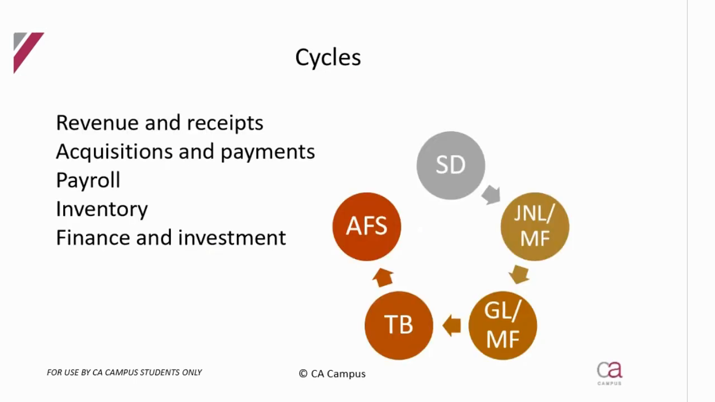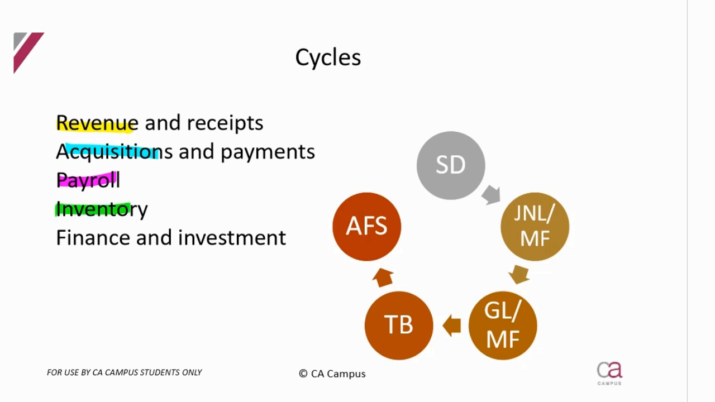We're going to look at the cycles in terms of what class of transaction or what account balance is affected in each of the cycles. So your revenue cycle, you're going to have revenue and debtors. In your purchases cycle, you're going to have purchases and creditors. In your payroll cycle, you're going to have your payroll expense plus the liabilities that go with it. And then you're going to have your inventory.